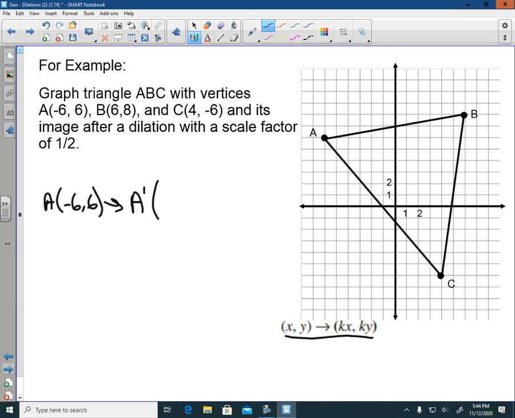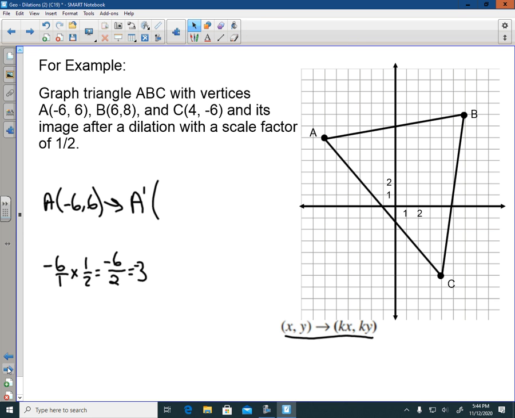Now, what is -6 times 1/2? We could do this a couple of ways. We could say -6/1 times 1/2, and then -6 times 1 is -6, and 1 times 2 is 2, and that gives us -3. Or we could just recognize that -6 times 1/2 is the same thing as -6 divided by 2.